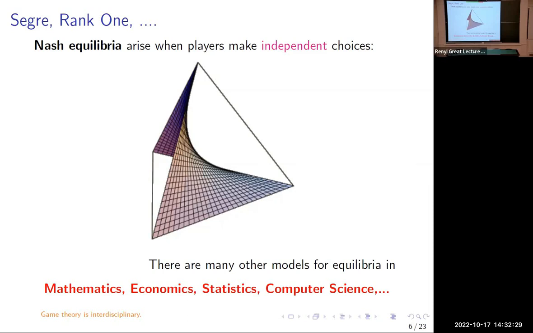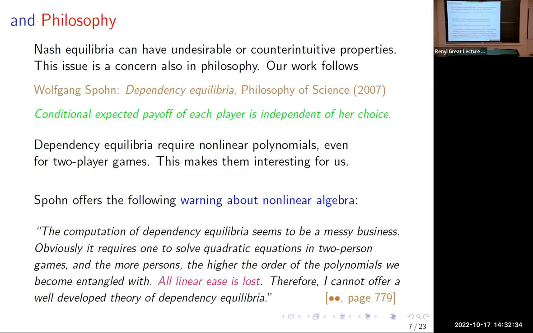But there's one more field that I like to mention, and that's philosophy. That is because Nash equilibria can have undesirable or counterintuitive properties. And this is also a concern in philosophy. Things like the prisoner's dilemma are a dilemma for philosophers. And our work follows a beautiful article by Wolfgang Spohn called Dependency Equilibrium. He's a prominent senior philosopher, and he published this paper in Philosophy of Science.